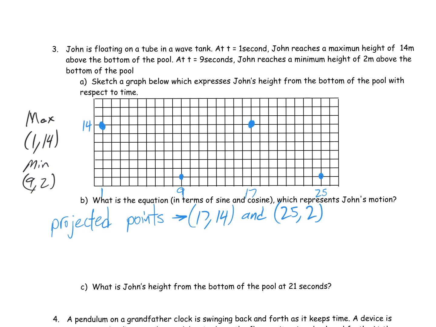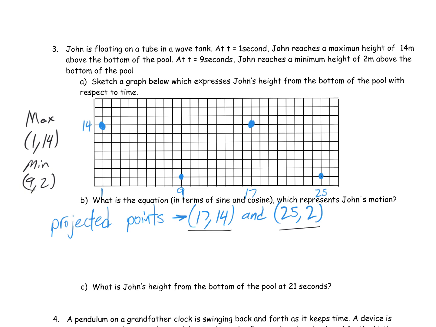Okay, so what I've done is filled in some information. We know that our maximum height is 14 meters at 1 second. Our minimum value is 2 meters, which is at 9 seconds. So these are my first 2 coordinates, 1, 14, and 9, 2. And then from there, I said we can tell that we're traveling 8 seconds going from 1 to 9. So after another 8 seconds at 17, we're going to be back up at 14. And at the final 25-second mark, we're going to be down again at 2. So here are 2 projected points that can complete the wave.